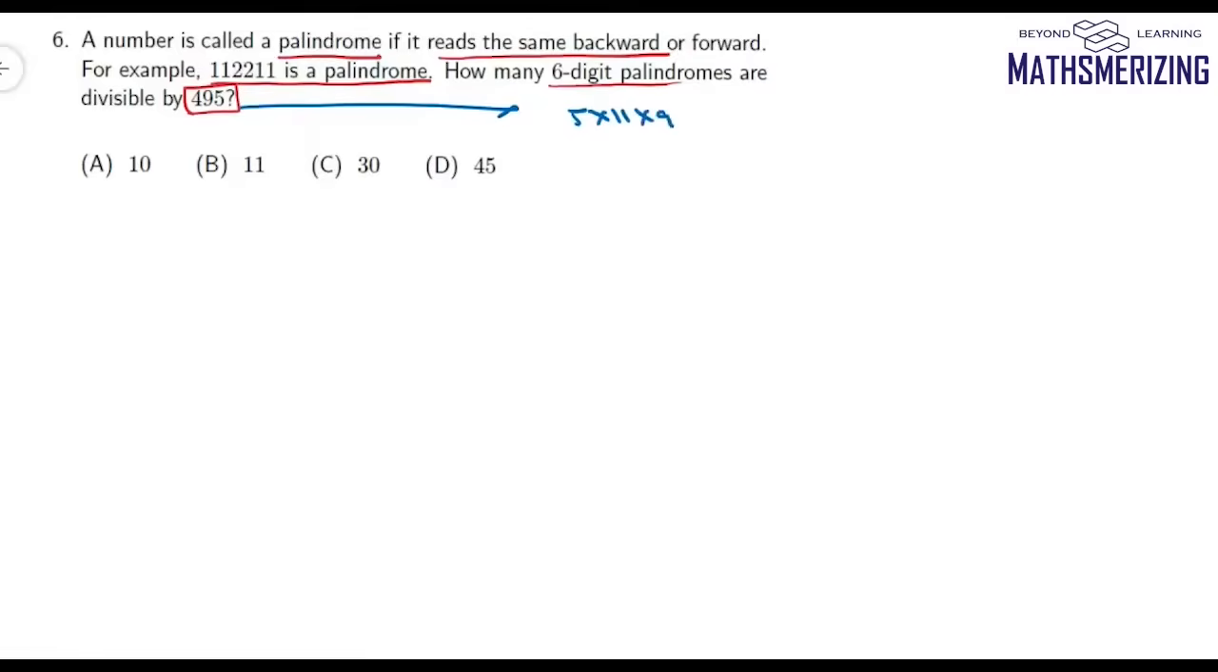Now this number will be divisible by 495 when it is divisible by 5, when it is divisible by 11, and when it is divisible by 9. So we have this 6-digit number. Now this number has to be divisible by 5. So that means this last digit should be either 0 or 5. Now it is a palindrome, so this digit will be repeated here also. So this cannot be 0. So this last digit has to be simply 5. So there is only one choice for this first and last position.